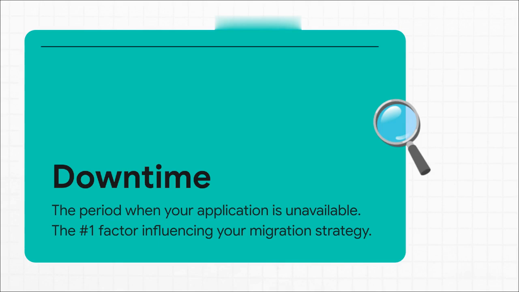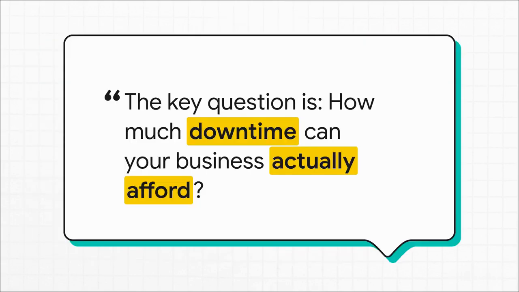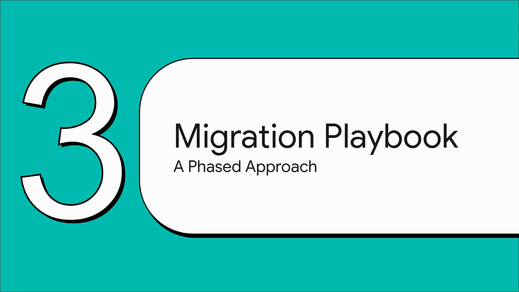It's everything. See, this isn't just a tech question. It's a fundamental business question. You have to sit down and ask, how much downtime can our operation actually handle? An hour? 5 minutes? 0? Your answer to that question is what's going to decide your entire path forward. So, with our destinations all mapped out and our tolerance for downtime clearly defined, it's time to actually do this thing. Let's get into the playbook and see how this all comes together for a successful move.